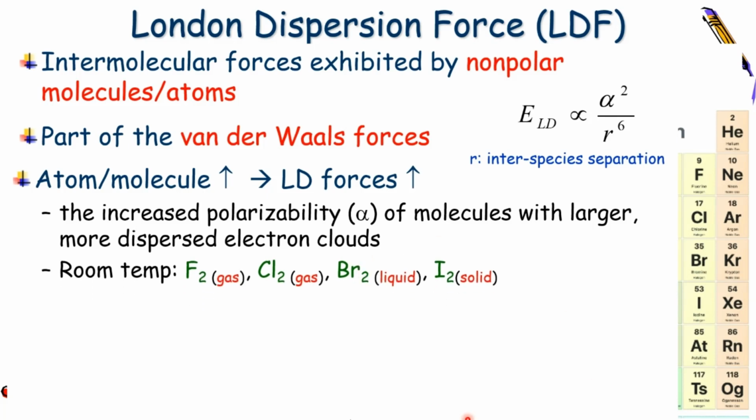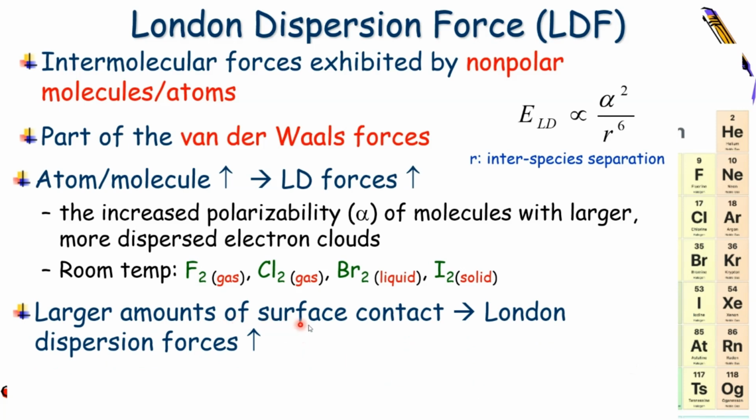So here I give you an example of the size. At room temperature, fluorine is in a gas form. Chlorine is in a gas form. But if the size is bigger, bromine is in a liquid form. Iodine is in a solid form. That means that because the size is higher, the intermolecular force will be high. Okay?